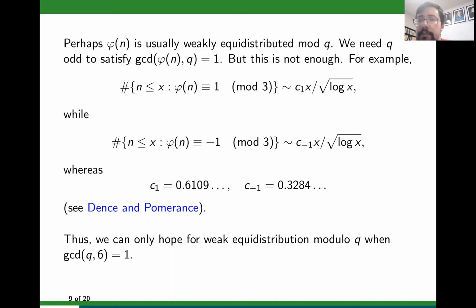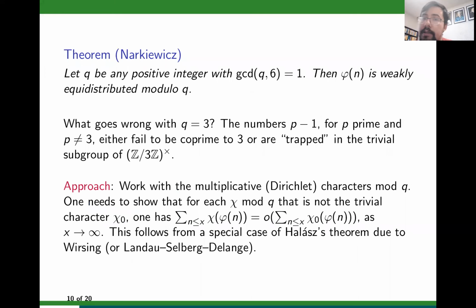So the only possibility, if we're hoping for phi to be weakly equidistributed mod q, is that this holds if q is relatively prime to 6. And Narkiewicz showed that that is indeed the case. As long as q is relatively prime to 6, phi of n is weakly equidistributed mod q. There's a little bit on the slide about what goes wrong with q equals 3. I'm not going to go into that now.